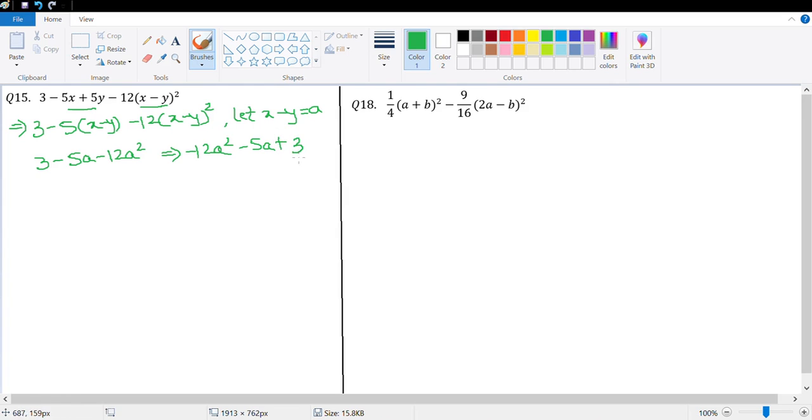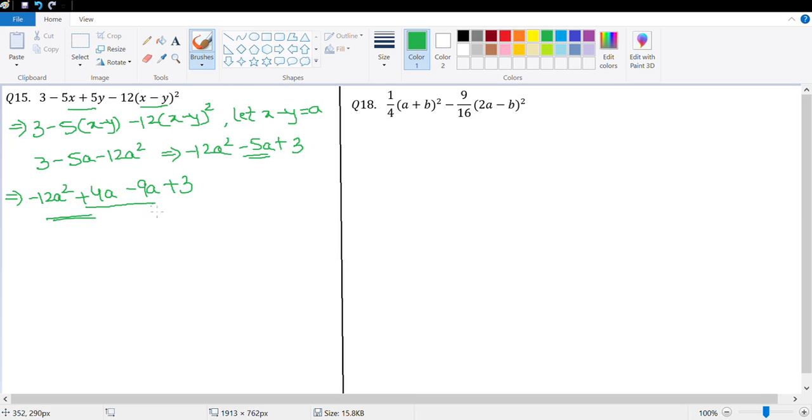Now we need to find factors of 3 into negative 12, that's negative 36, the sum of which should be negative 5. So that will be negative 9 and plus 4. Yes, that will be negative 9 and plus 4. So I could write this as negative 12a square plus 4a minus 9a plus 3. So I have broken negative 5 as plus 4 minus 9.